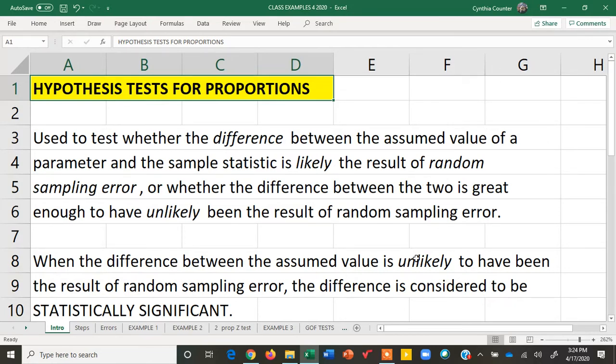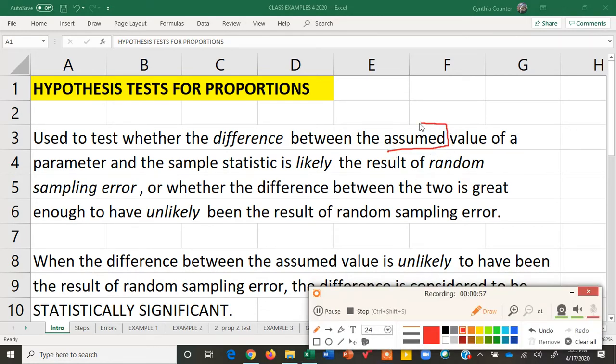All right, so let's unpack this. What does this mean? Well, first of all, we're talking about the difference between two values. One, an assumed parameter, right? It is important to note that we are looking at an assumed value. So an assumed value of the parameter and the sample statistic. The sample statistic comes from data and the assumed value comes from basically old data, a gut feeling, just an idea, something that we want to test.